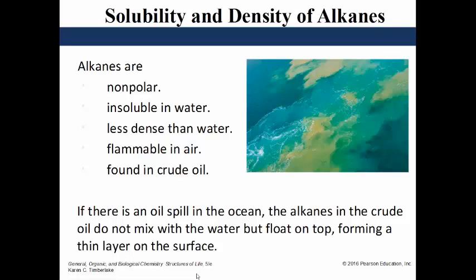Just like the example we talked about at the beginning of the chapter with the vegetable oil, it will float to the top of the water and form that film on top of the water. It's the same thing when you have an oil spill in the ocean. The oil will, because it's less dense than water, float to the top of the water, forming that film on the surface of the ocean.